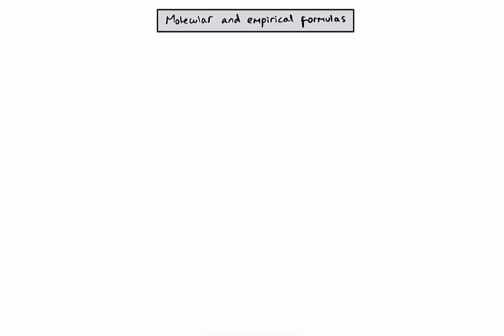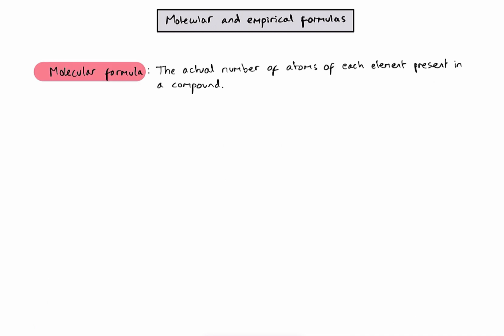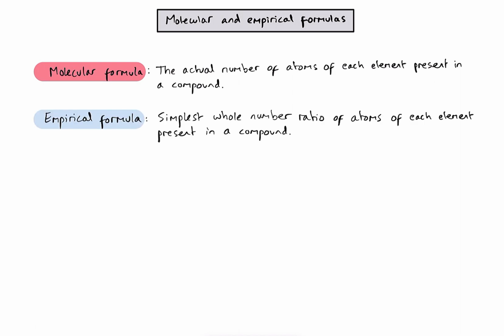Okay, let's have a look at the difference between molecular and empirical formulas. First of all, both of these formulas are telling me something about the number of atoms of elements present in a compound. More specifically, the molecular formula tells me the actual number of atoms of each element that are present. Empirical formula, on the other hand, is the simplest whole number ratio of atoms of each element present in that compound. So there's a subtle difference between them, and let's have a look at some examples.